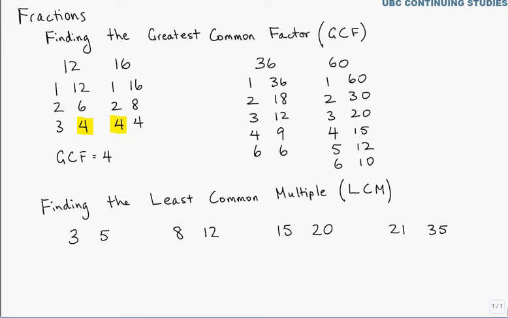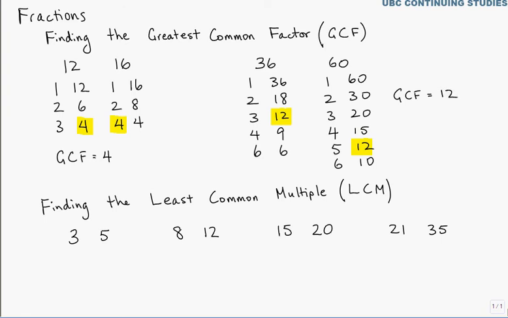So what's the greatest common factor? They both have a 2, they both have a 3, they both have a 4, they both have a 6, but we can go higher than that. 12 is the greatest common factor of 36 and 60. So the GCF of 36 and 60 is 12.